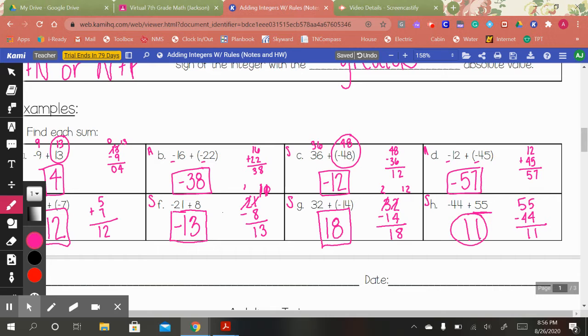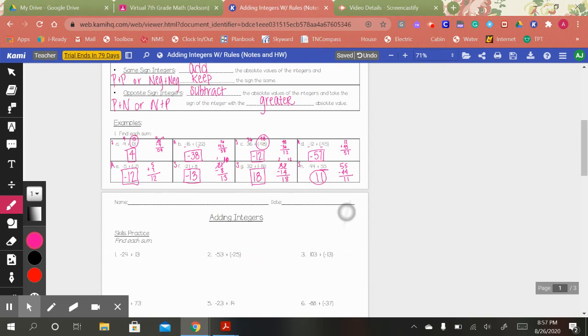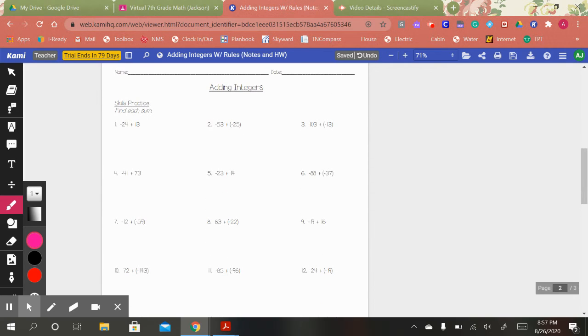And we are going to just quickly glance at the assignment that follows the notes. So on this, it is adding integer skills practice. All you are doing is finding the sum. So you are going to add if they are same signs and subtract if they are opposite, and then you decide which sign, positive or negative. Please make sure that you are putting the correct sign, because if not, then that answer is wrong. 4 and negative 4 are not the same value.